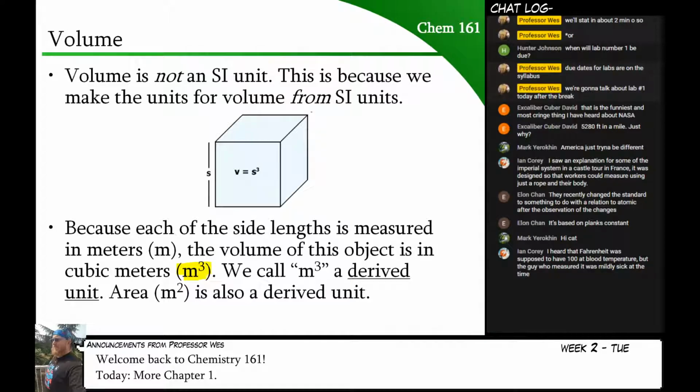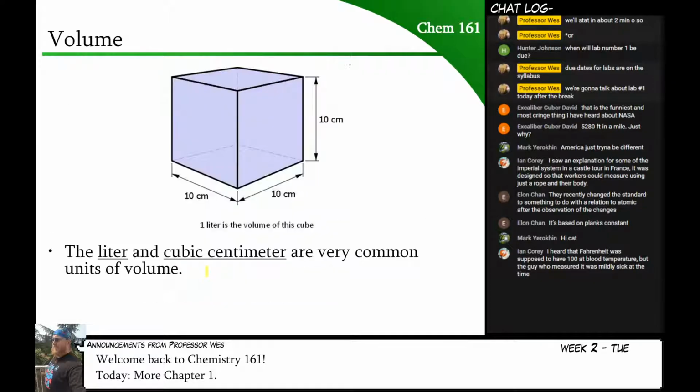We're not going to be able to measure any liquids in the laboratory in cubic meters because we just get this really teeny tiny decimal. So cubic meters not super useful. The liter is much more practical. What is a liter? A liter is a 10 centimeter cube.